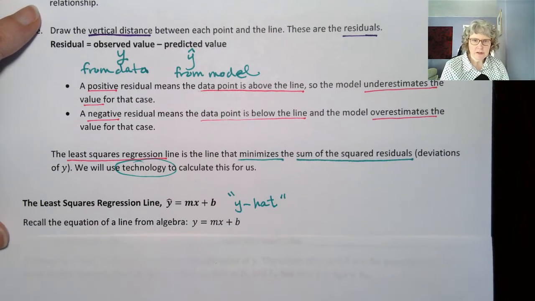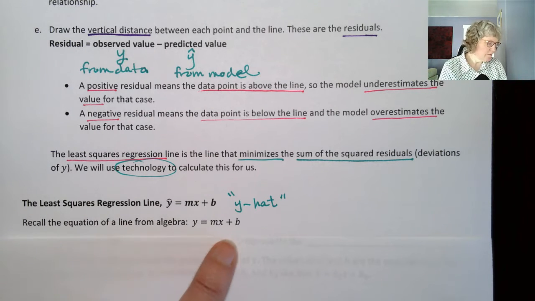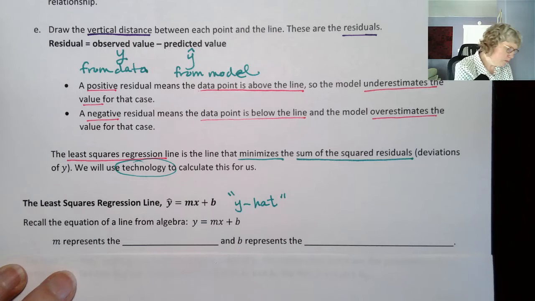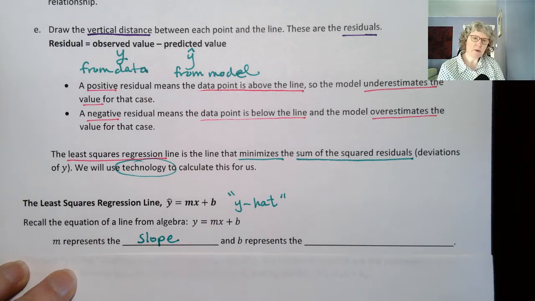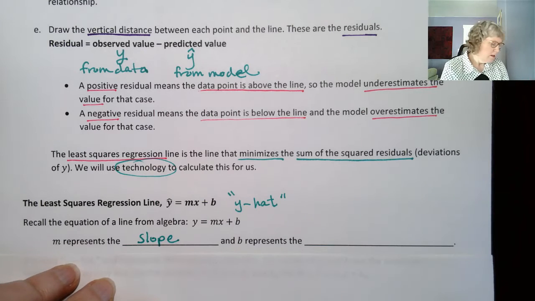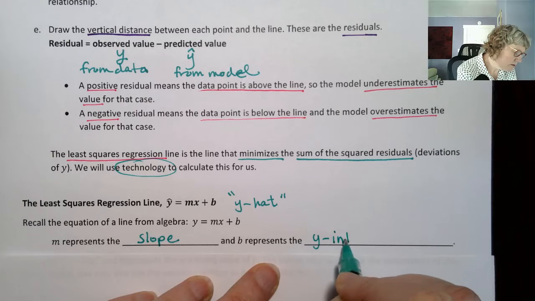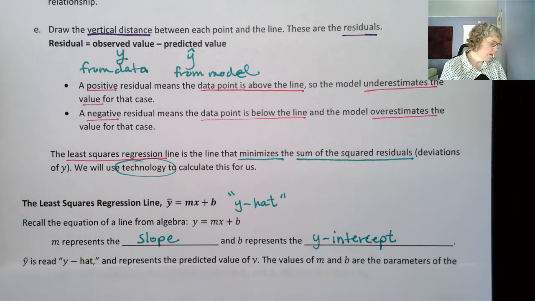Okay, so recall the equation of a line from algebra. Since this is from algebra, I didn't put the hat on it. Same thing, y equals mx plus b. And you might remember that m represents the slope. I believe it's French for mountain is why it's m. And then b represents the y-intercept.